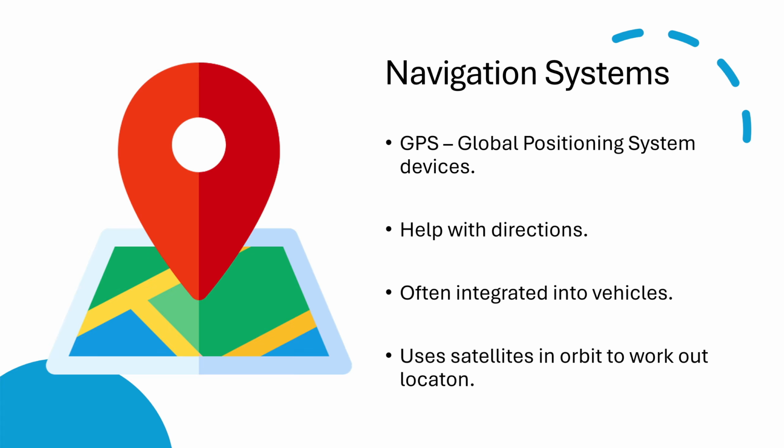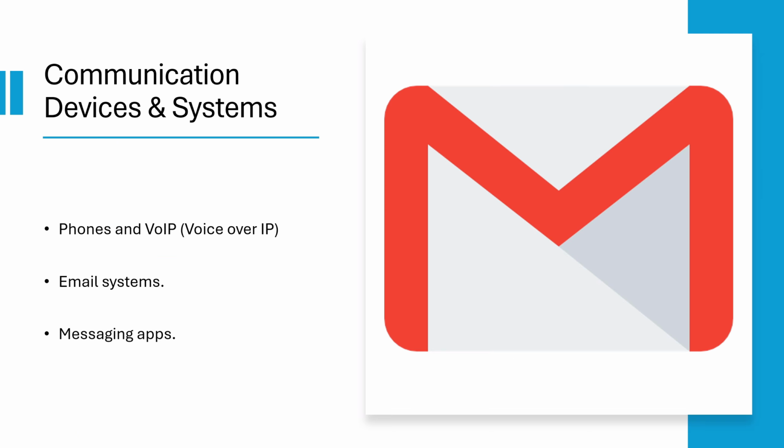Next, we have navigation systems, so that's GPS, Global Positioning System devices, helps with directions, often integrated into vehicles, uses satellites in orbit to work out location and obviously the path that you need to take. Communication devices and systems, so phones and VoIP, that's voice over IP. We have email systems and we have messaging apps like Gmail, WhatsApp, Instagram, Snapchat. Those are messaging apps as well as being social media in some cases.